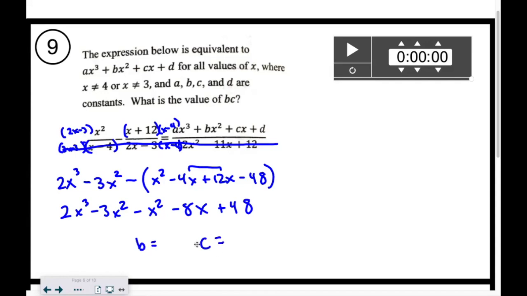So here's again where we don't want to waste too much time writing stuff out. B is the coefficient of x squared. Well, that's going to be what I get when I do negative 3 minus this 1. So this will combine to negative 4x squared, but I don't really need to write it out. I just want to know that b is negative 4. And c is the coefficient of x. Well, this doesn't combine with anything else, so c is just negative 8. And finally, it wants me to multiply them together. So the answer to the problem is going to be 32. Negative 4 times negative 8.